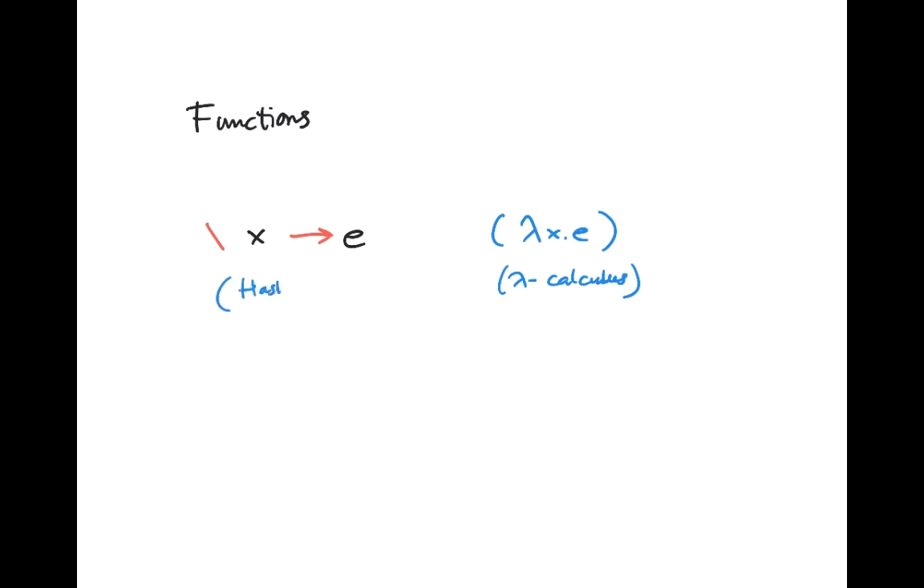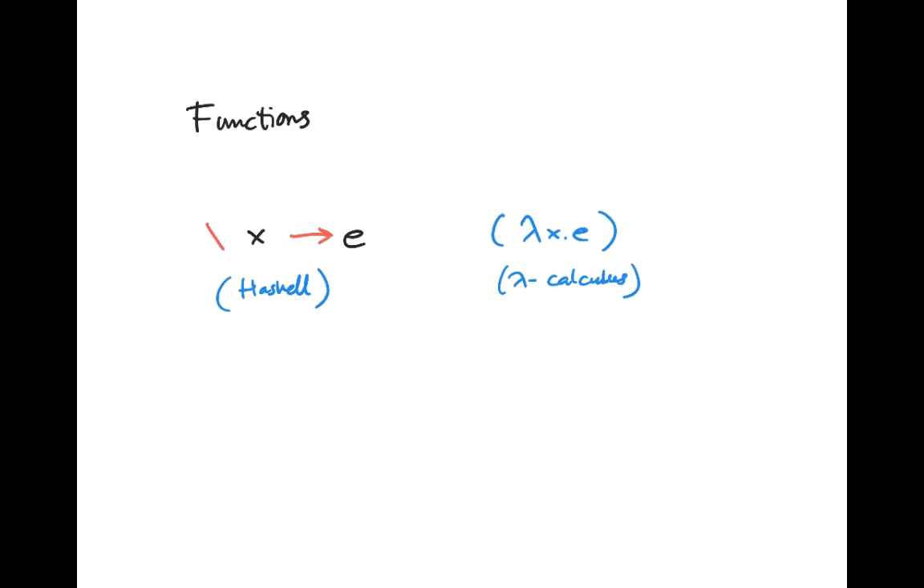Now it's finally time for us to talk about functions in Haskell. Haskell is a functional language, so it's full of functions. If we want to write a function with one argument, x, and the body e, we write it \x -> e. This is intentionally very reminiscent of what you can write in the lambda calculus, where you write lambda x dot e. So this is what you could write in the lambda calculus, and this was what you'd write in Haskell.